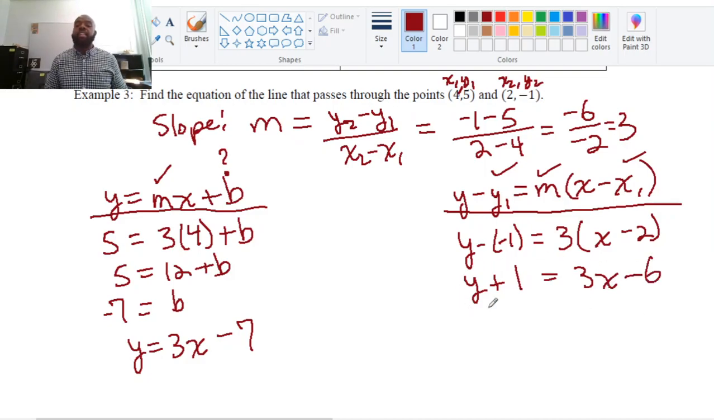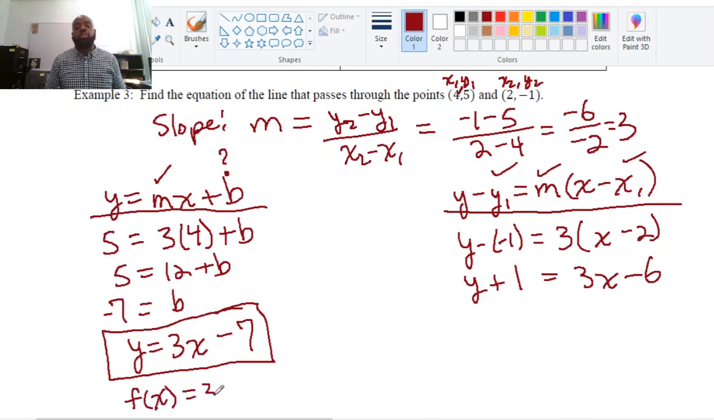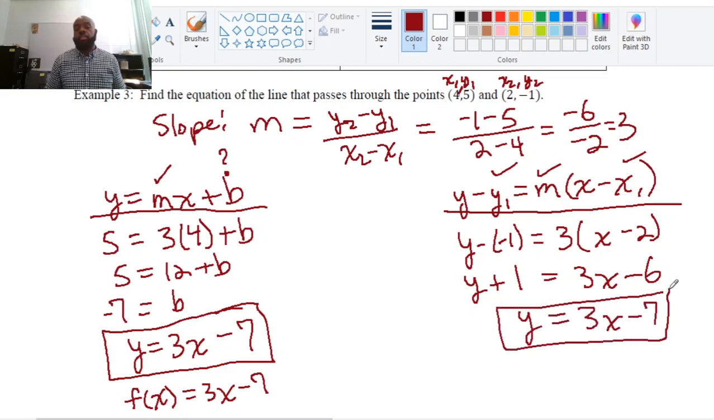Now, although this is an actual equation, we like to leave our equation in the form where y is on one side by itself, for the simple fact that we know that this is a function. So we could write this as f of x equals 3x minus 7. So a lot of times, although we use this method, we go until we have y isolated by itself. If I subtract 1 from both sides, we'll see that we get the exact same equation.